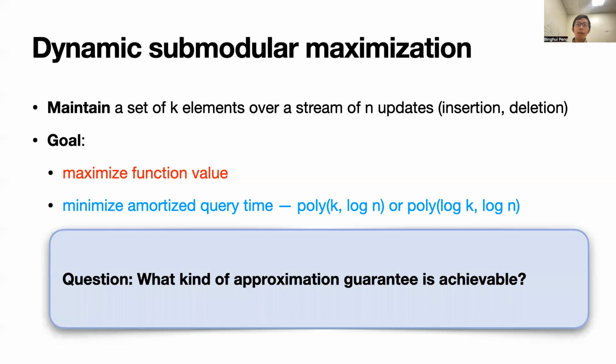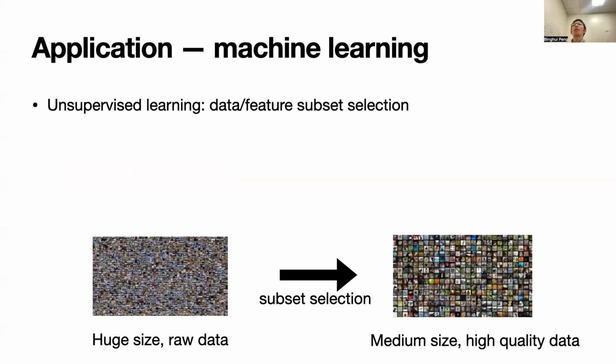And the question one wants to ask here is what kind of approximation guarantee is achievable under this sublinear update regime. Before I mention the literature on this problem, I want to first mention a few applications of the dynamic submodular maximization problem. The first application arises from the machine learning domain, in unsupervised learning tasks such as data and feature subset selection, where the task is to select a medium-size but high-quality subset from a huge raw data set. And the problem can be considered as a submodular maximization problem.